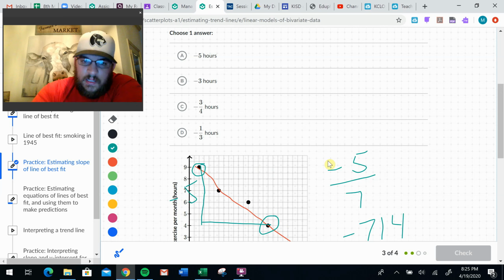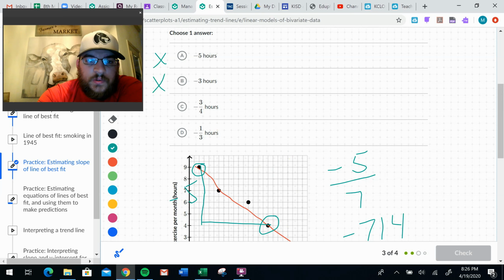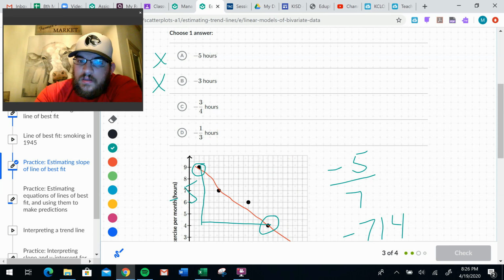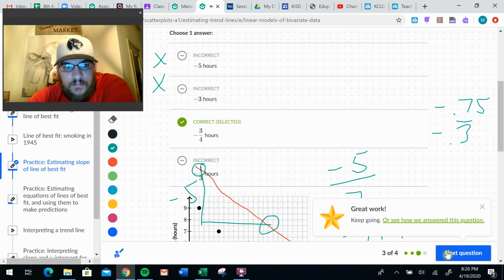Okay, so let's look at our answer choices. So negative 5, well, that's not close to what we got because we have under 1. Negative 3, again, that's not close to what we got because, again, we have under 1. Negative 3/4 and negative 1/3. Okay, so A and B aren't correct answer choices. So let's change C and D. Negative 3/4 would be negative 0.75. Well, that's pretty close to what we got. And the other one would be negative 0.3 repeating. So the best answer choice for us to pick would be C.